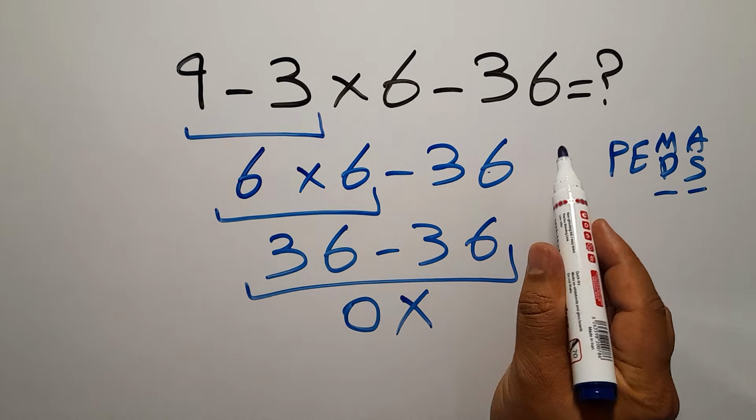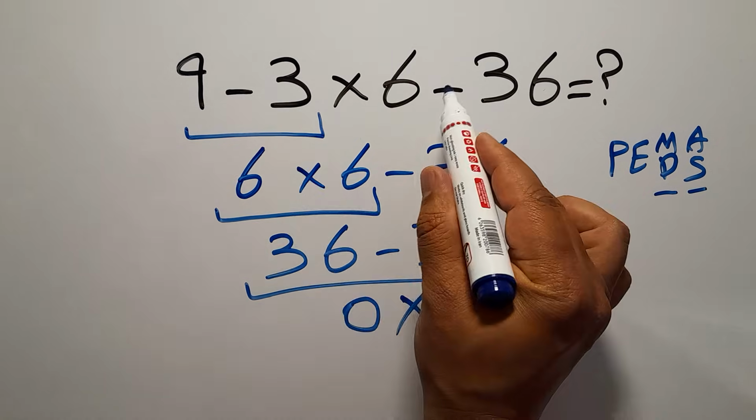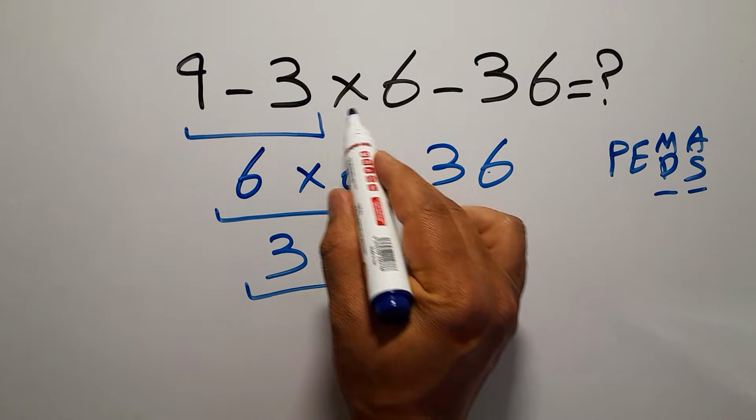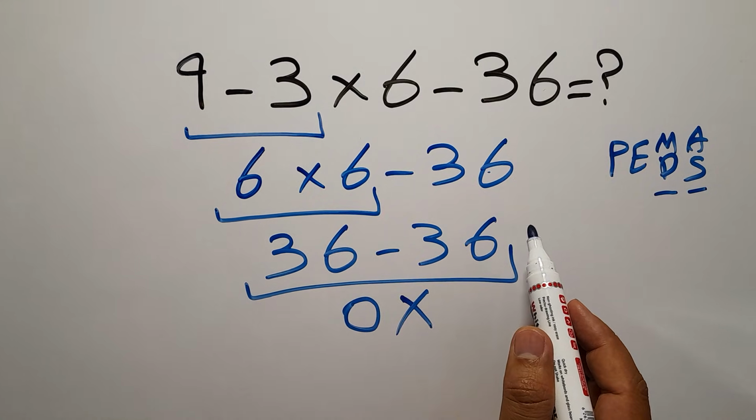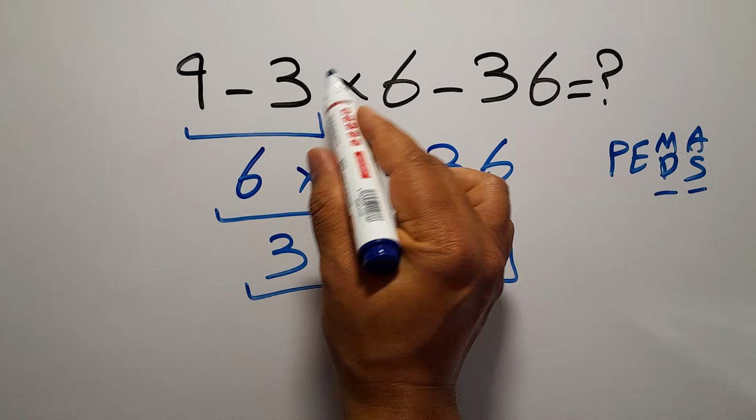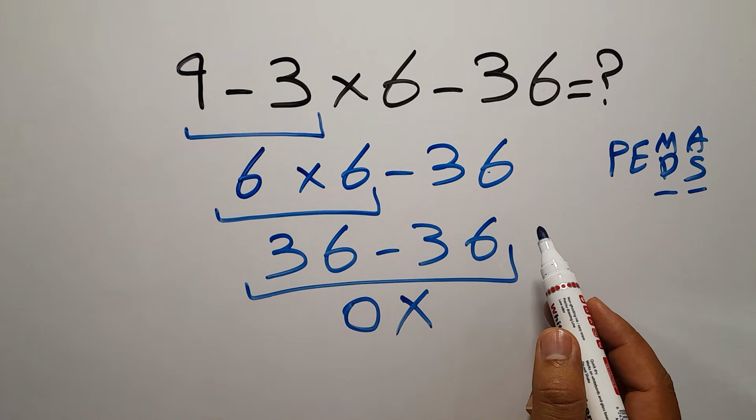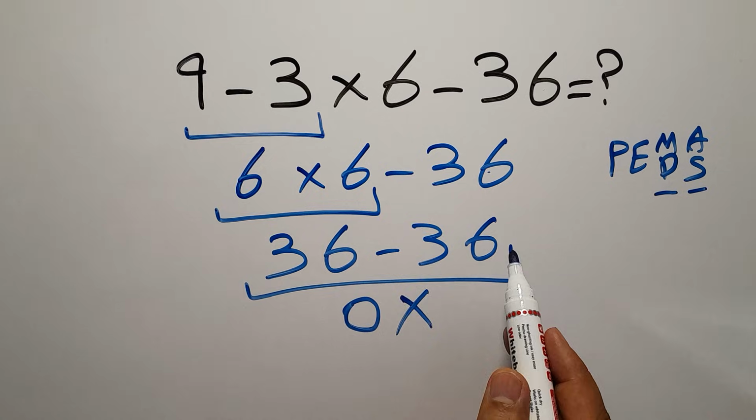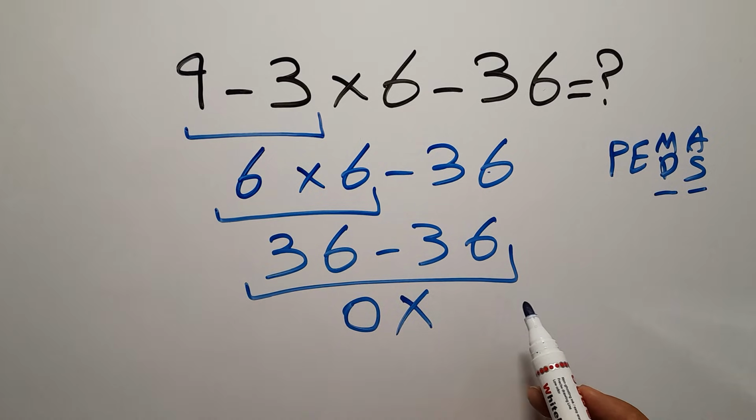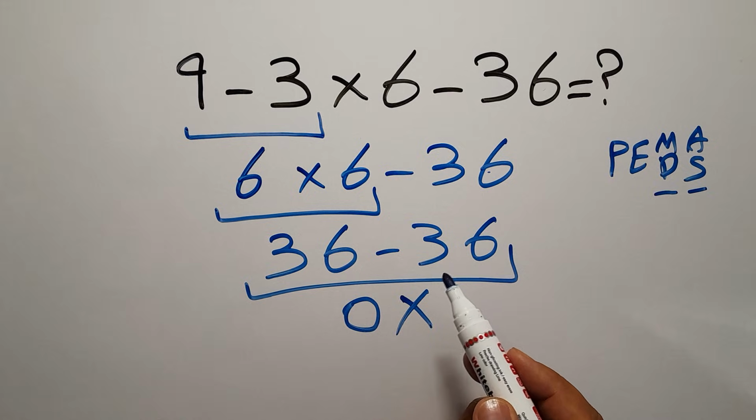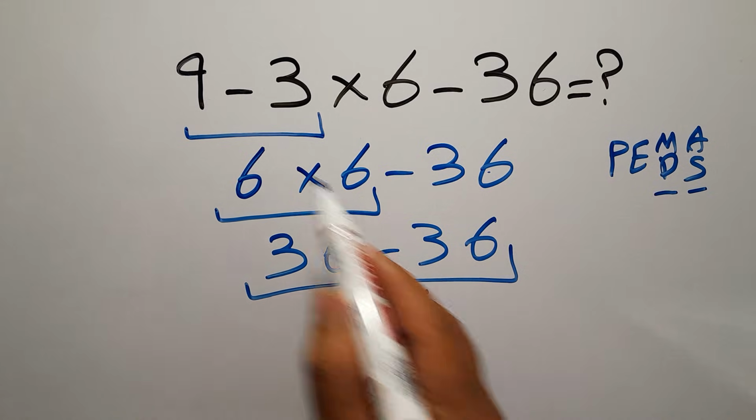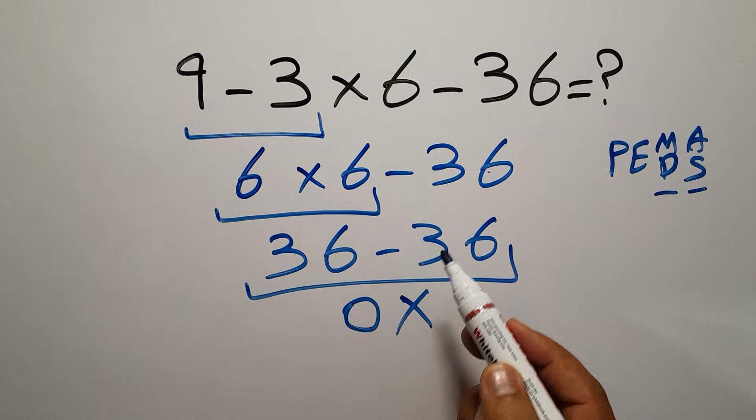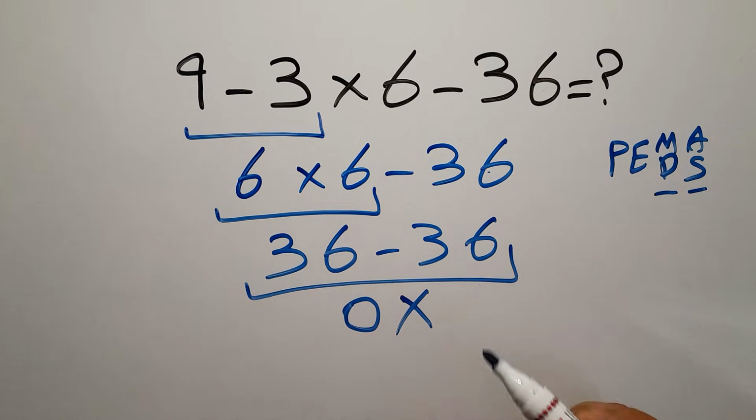Here in this expression, we have 2 subtractions and 1 multiplication. In PEMDAS, multiplication comes before subtraction. So first we have to do this multiplication, not this subtraction. Okay? So first this multiplication, then this subtraction, and finally this subtraction. Okay?